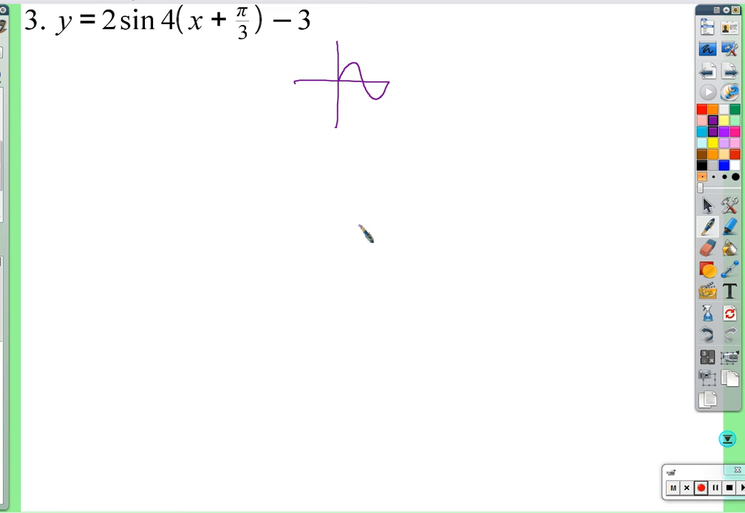And the thing that I'll say is you pretty much do whatever you want, pretty much in any order. But I would leave the horizontal shift to the last. Just leave the horizontal shift to the very last thing that you do, and that will avoid mistakes. Because a lot of stuff is going on, and if you do that before you do the period change, you could get some real funky results.